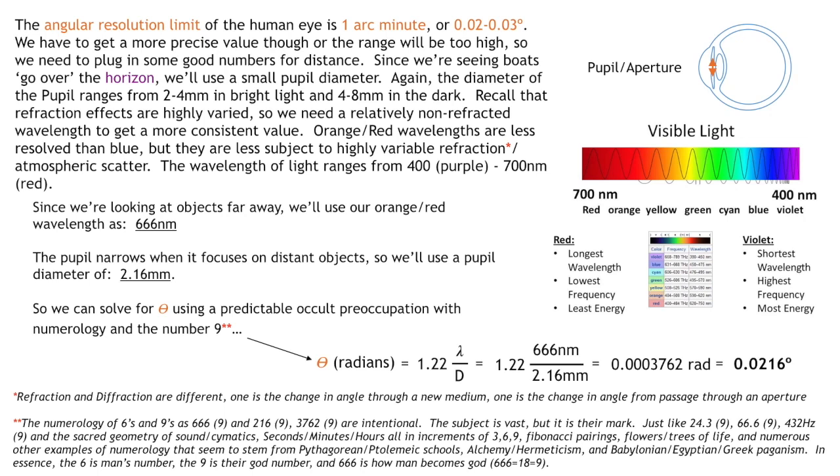The seconds, minutes, and hours all are increments of 3, 6, and 9. There are Fibonacci pairings, flowers, and trees of life, and numerous other examples of numerology that seem to stem from Pythagorean and Ptolemaic schools, alchemy, Hermeticism, and Babylonian, Egyptian, Greek paganism. In essence, the 6 is man's number, the 9 is their God number, and the 666 is how man becomes God, as 666 is equal to 18, which is equal to 9. I won't go into that too much at this point. Just know that the numbers that I chose were purposeful.